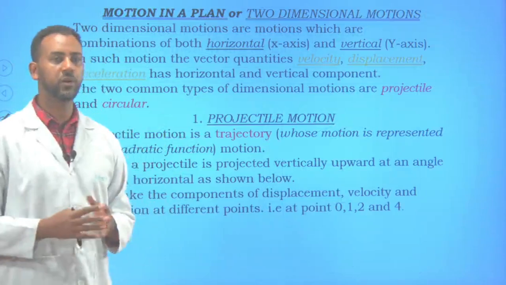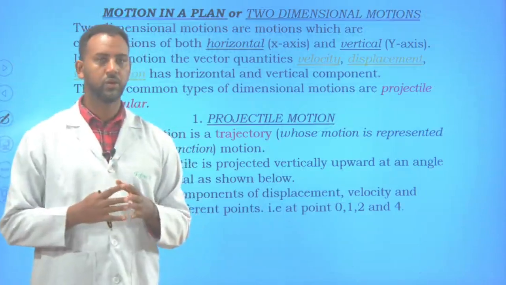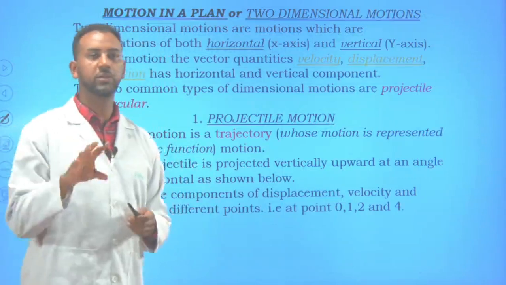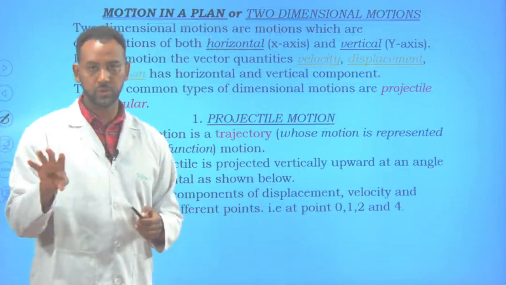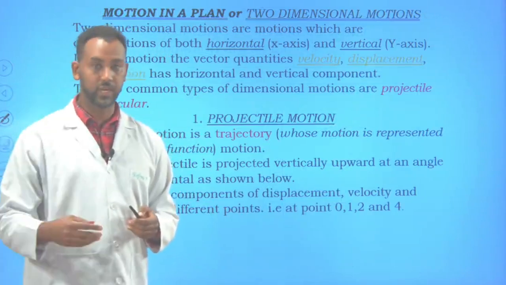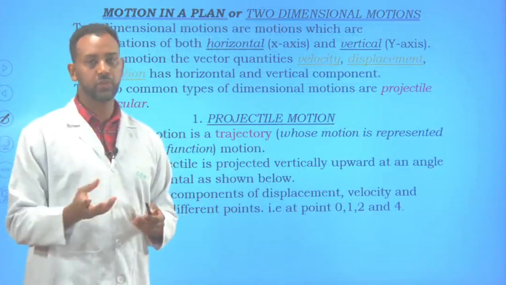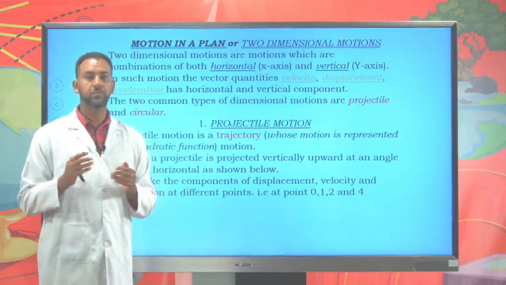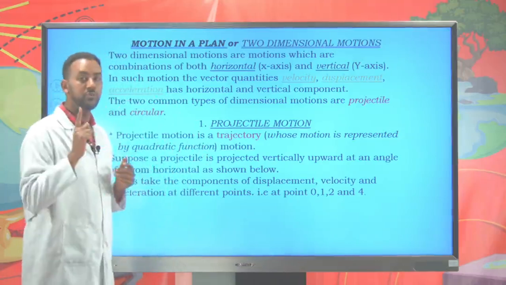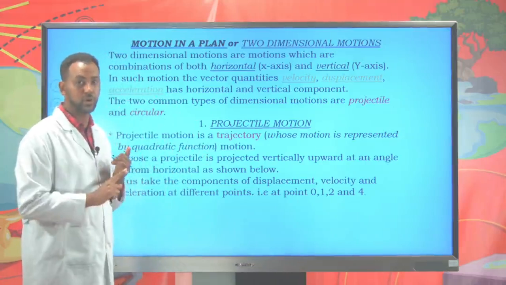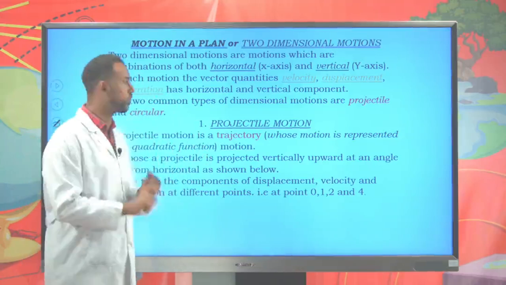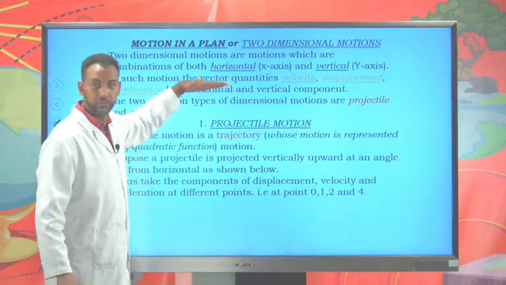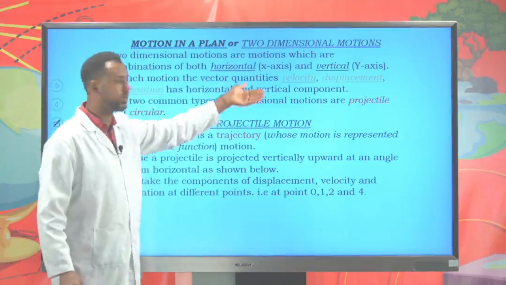Now let's try to see motion in a plane, or two-dimensional motion. So far we have looked at one-dimensional motion, where the object is moving either horizontally or vertically. Both show you one-dimensional motion. But in this case, we are looking at two-dimensional motion, meaning the object moves in both directions, or the object has both the horizontal and the vertical component. So two-dimensional motions consist of both horizontal, along the x-axis, and vertical, along the y-axis.